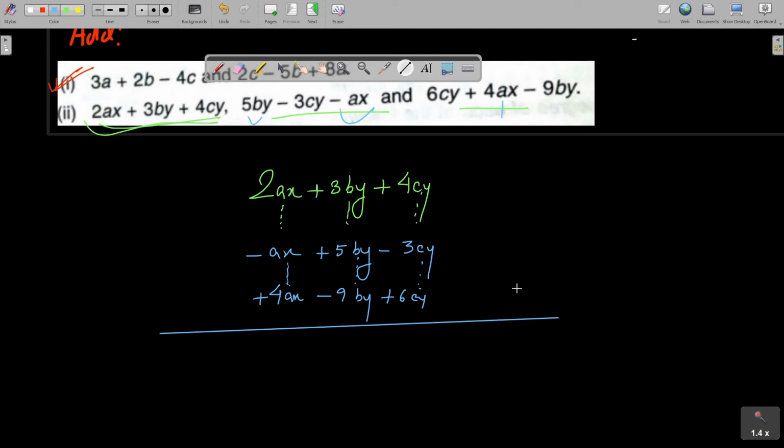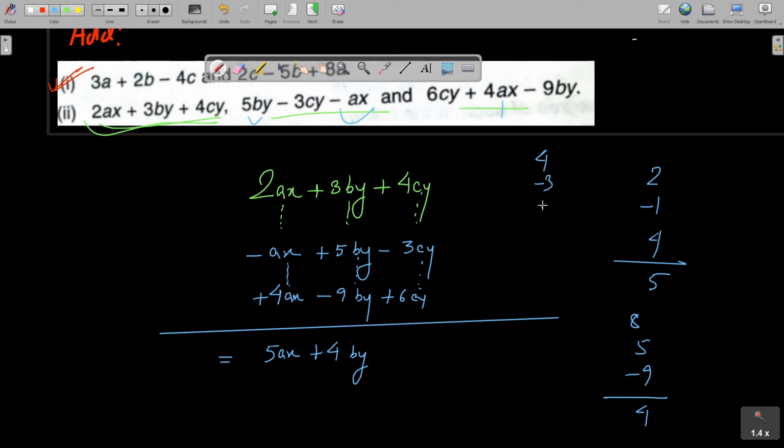Now we'll do the same thing we did in the last question. 2 minus 1 and 4. 2 minus 1 is 1. 1 plus 4 is 5. So it is 5ax. Then we have 3, 5, minus 9. 3 plus 5 is 8. 8 minus 9 is minus 1. Then we have 4 minus 3, 6. 4 plus 6, 10. 10 minus 3 is 7.